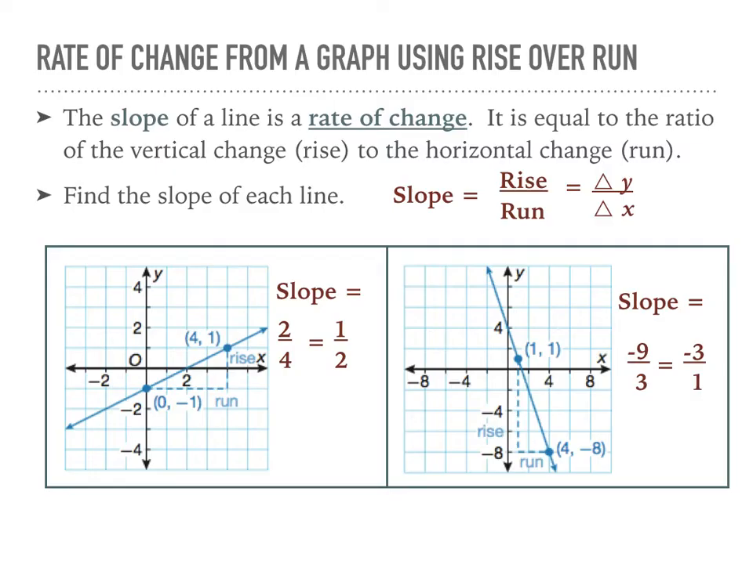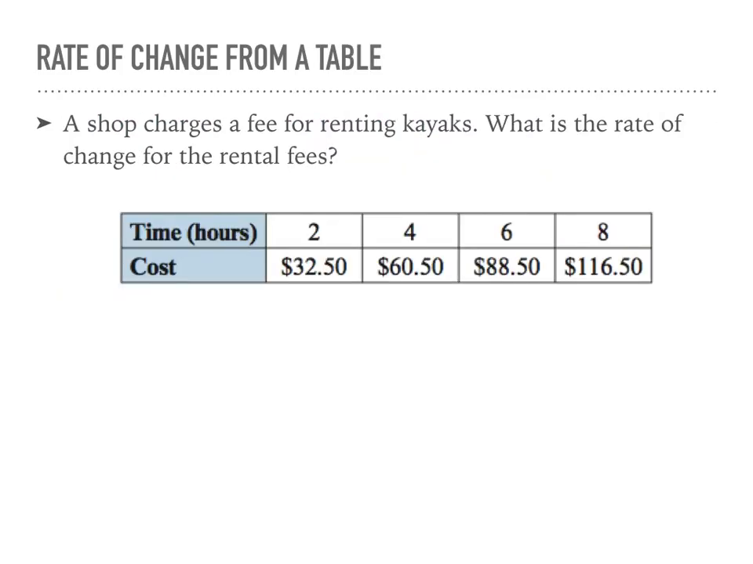So again, from a graph, we use rise over run, and we draw a slope triangle to determine the rise and the run. Now, when we consider a table, here's a context. It says a shop charges a fee for renting kayaks. What is the rate of change for the rental fees?